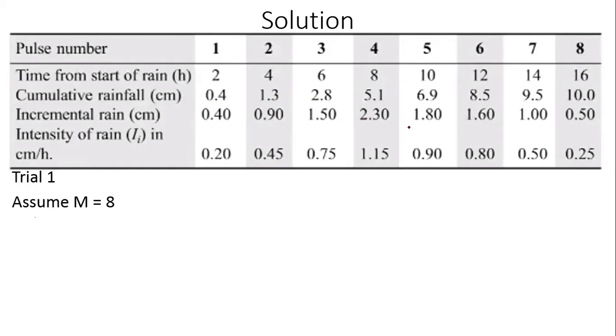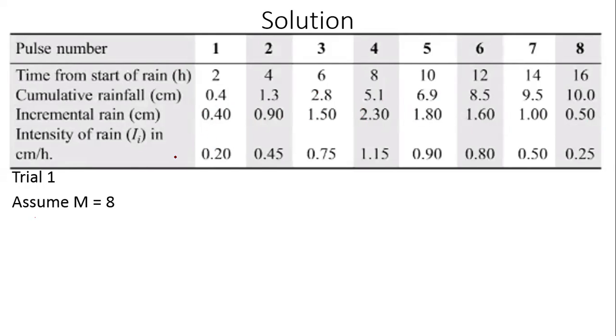How are these numbers obtained? This one is straight 0.4. This one is 1.3 minus 0.4, 0.9. This one is 2.8 minus 1.3, 1.5. 5.1 minus 2.8, 2.3. 6.9 minus 5.1, 1.8, and so on. So these are all the rainfall amounts received in every successive 2 hour interval. The fourth row is the incremental rain received in every 2 hour interval.